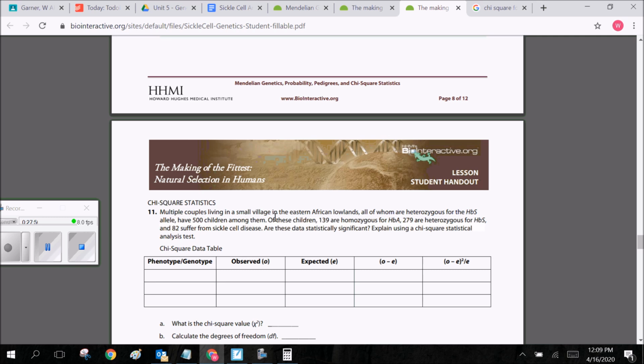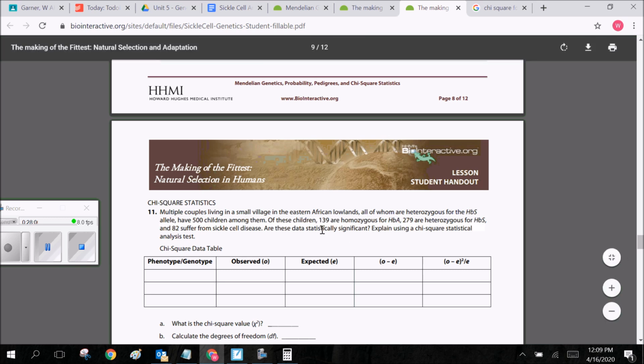So we have multiple couples living in a small village in East African lowlands, all of whom are heterozygous for the sickle cell allele. That means that they don't have the disease. They have 500 children among them. Of these children, 139 are homozygous normal, 279 are trait bearers, so they're heterozygous, and 82 suffer from sickle cell disease. Are these data statistically significant? Explain using chi-square statistical analysis.